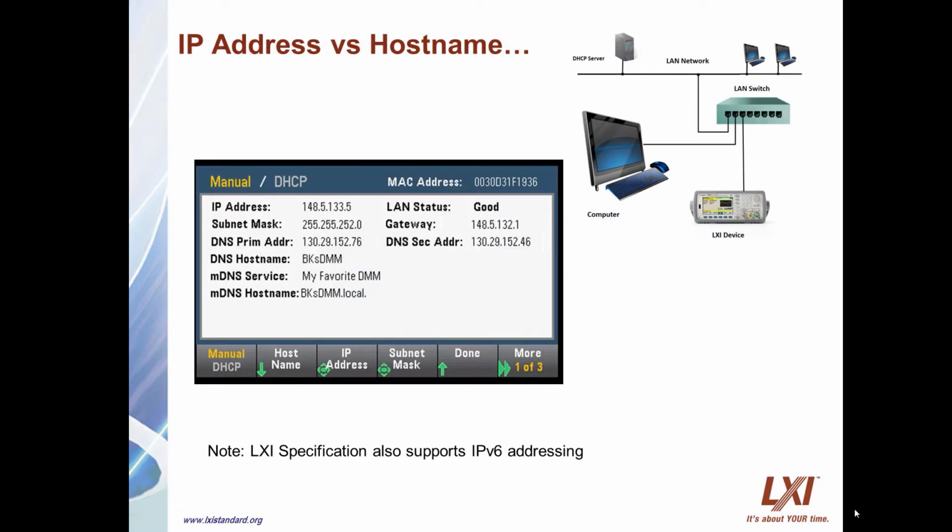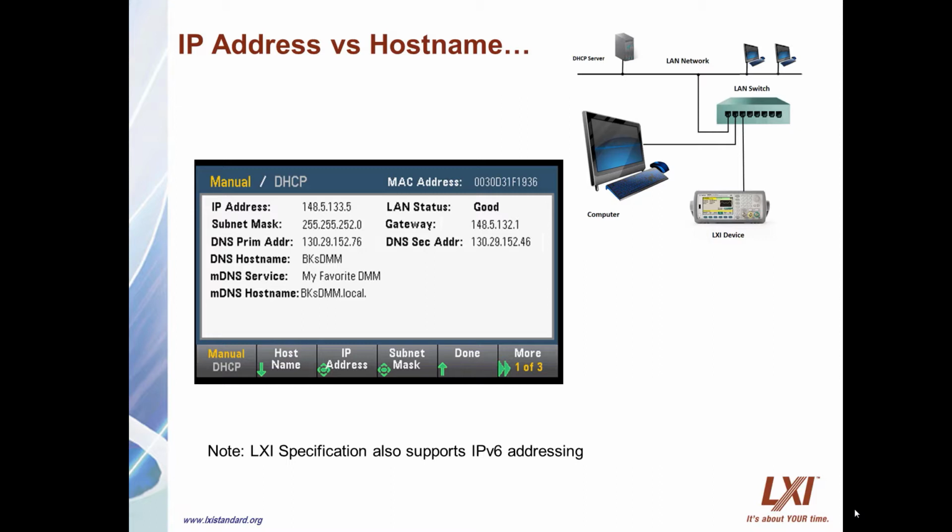Here's an example of a front panel screen from an LXI device showing its connection information: IP address, LAN status, MAC address, host name, etc. The MAC address is the hardware address of a LAN device, and LAN switches keep track of MAC addresses to reduce LAN traffic. For many test system developers, the IP address is the primary means of communication.